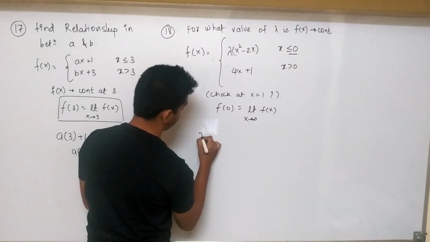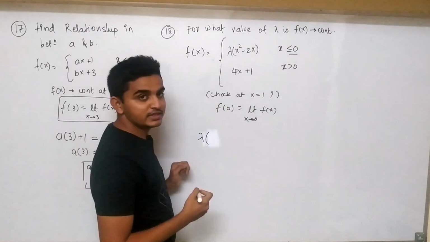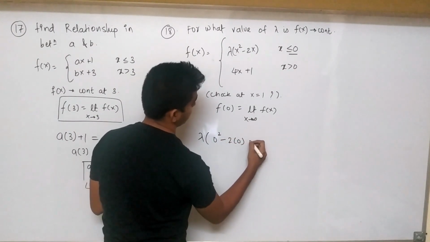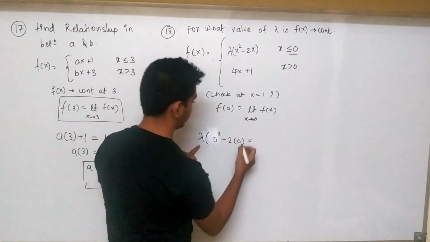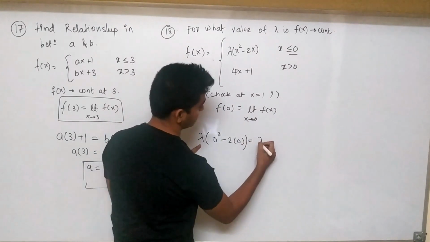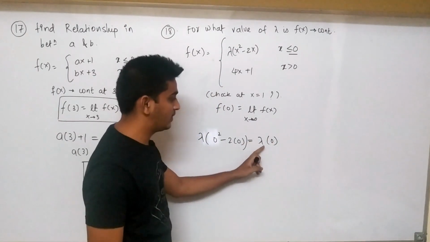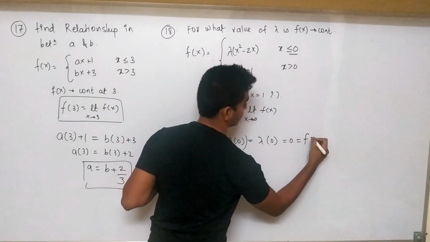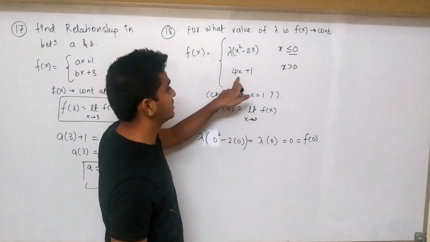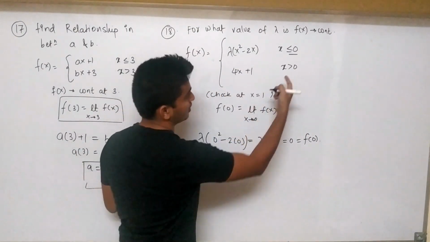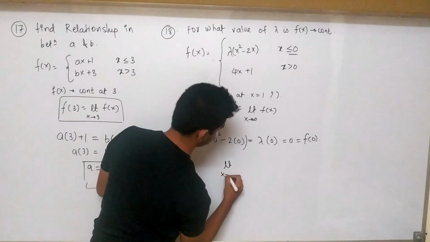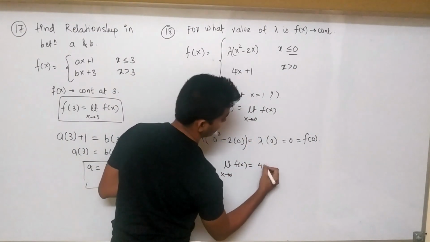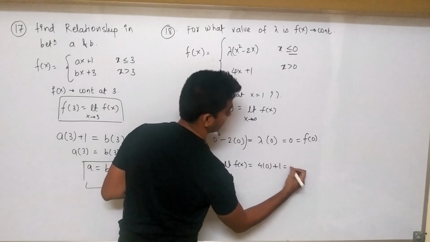It will be lambda times x squared minus 2 times x. So what is x? x is 0. So 0 squared minus 2 times 0. Well, what will this be? It will be lambda times 0, right? So no matter what the value of lambda is, the value we are getting is 0, which is f of 0. Okay. Now we need to find out what 4x plus 1 is for 0. So the limit as x tends to 0 of f of x will be 4 times 0 plus 1, which will be 1.